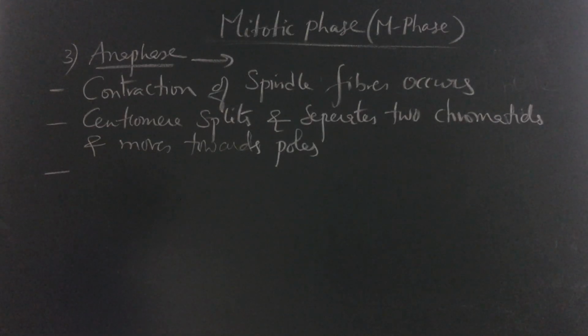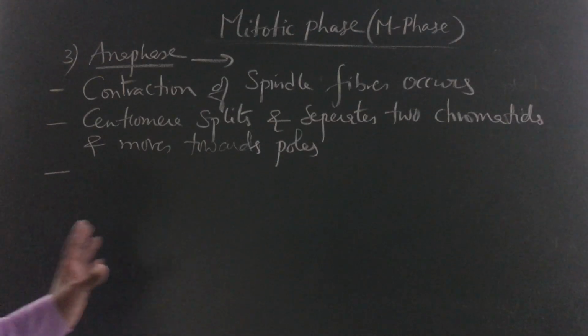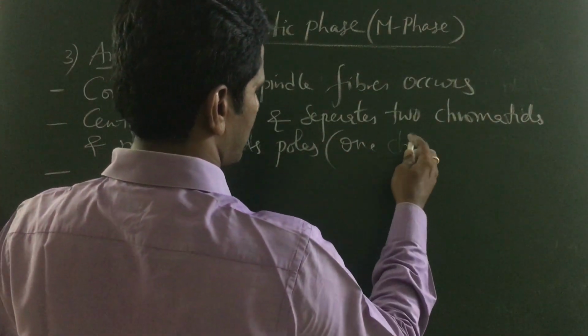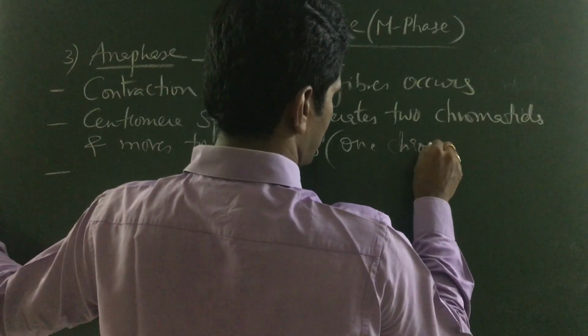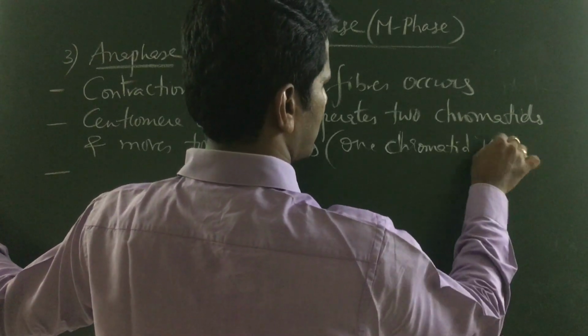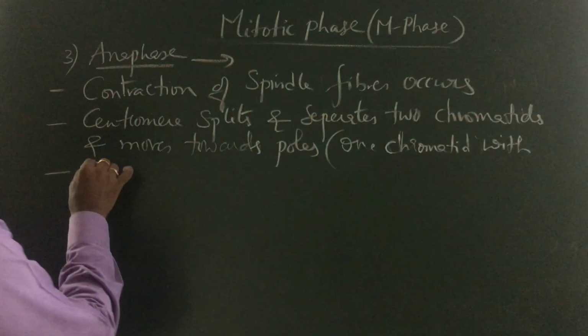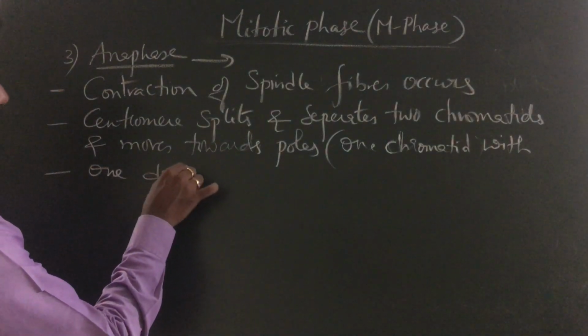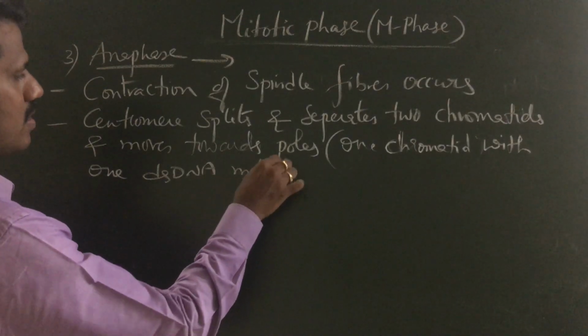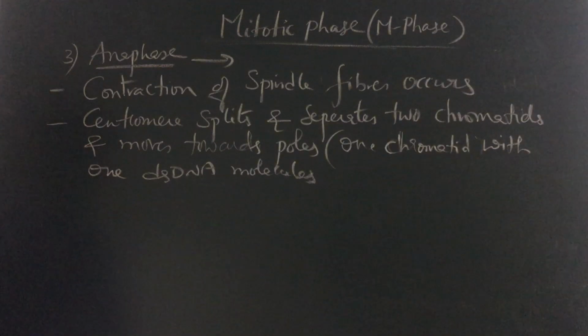Next, that is one chromatid with one DNA. We indicate that one chromatid has one double-stranded DNA molecule. Because it has already replicated and split, each chromatid now has one double-stranded DNA. Okay? Right.